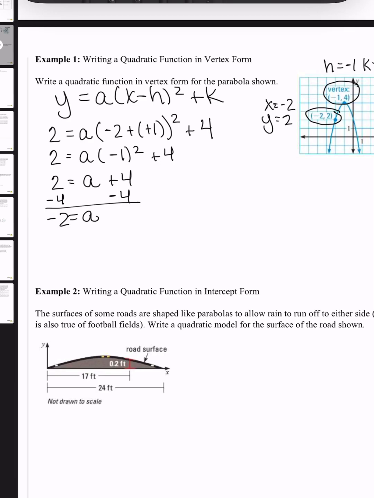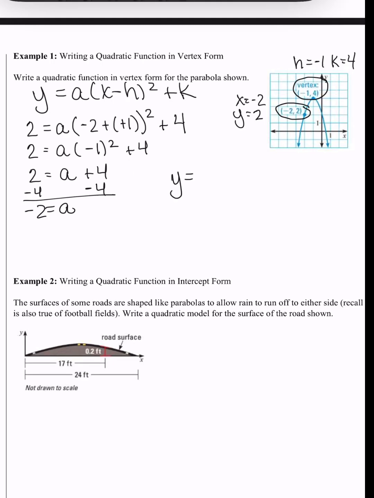I'm going to go ahead and plug a in, and I'm also going to plug in my vertex h and k. I'm not going to plug any values in for x and y because there are infinite points on this function, and each one of those points is represented by a different x and y. So we can write it like this, or in function form you do f of x. Plug in -2 for a, x minus, and I'll go ahead and write -1 for now. I'll come back and simplify it, plus 4.